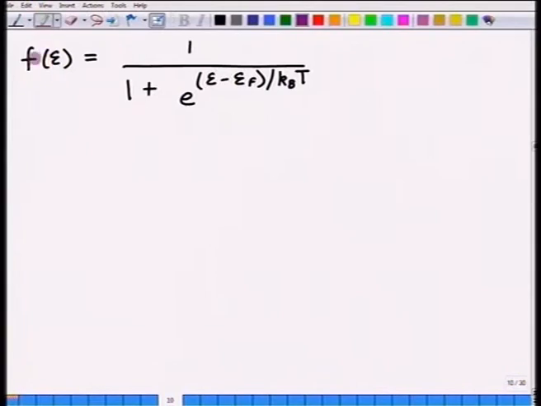All right. So let's plot this. Let's plot this first at 0 K. This is the probability of finding an electron at energy E, and there is a parameter called E_F.